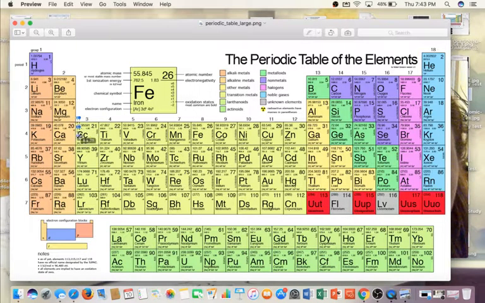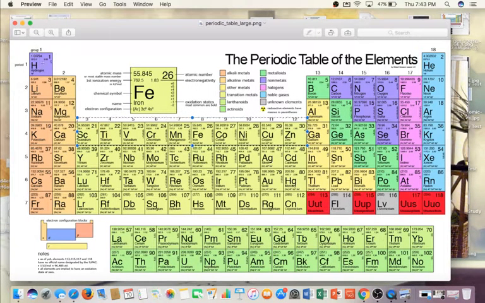Then your D blocks start with 3. So Sc is your 3D1. Zinc ends it with 3D10. So remember, you can write on the periodic table tomorrow.